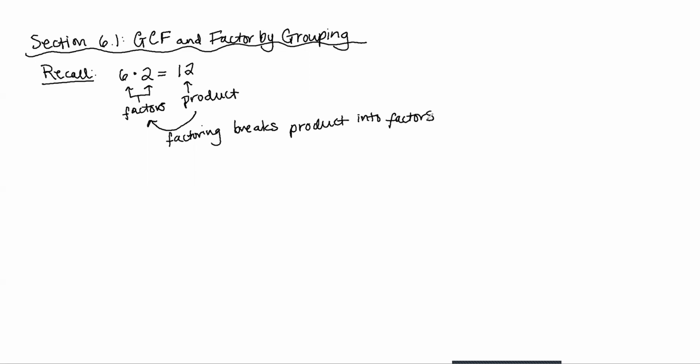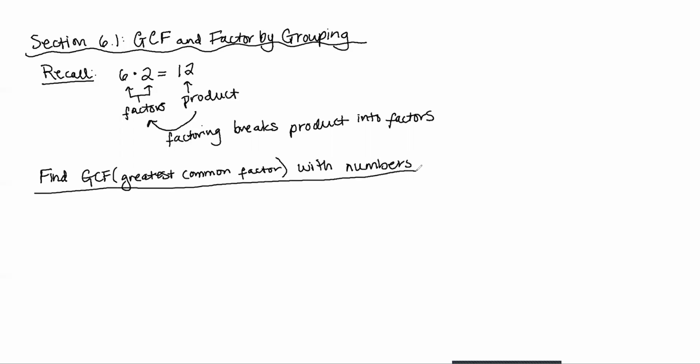So first thing we want to do is take a look at GCF, which is the greatest common factor. And so we're going to find the GCF, or greatest common factor. So that's just going to be the biggest factor that goes into both of the numbers we're looking at. With numbers first, and then we'll bring variables into this. And then we'll start actually factoring. So this isn't quite factoring yet.